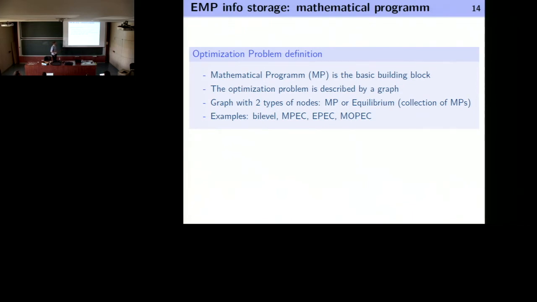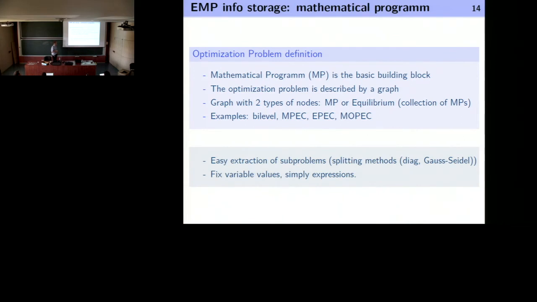And why we want to do that, for instance, in the MOPEC case, a colleague of mine had been working on some diagonalization methods or Gauss-Seidel methods to solve them. If you keep the structure, if you know that your player wants to solve this problem, maximize or minimize this objective function, then you can fix the other agents' variables, pass it to your favorite solver, get back the solution, and iterate over and try to use this iterative method to solve.